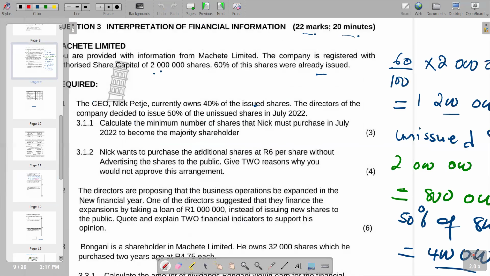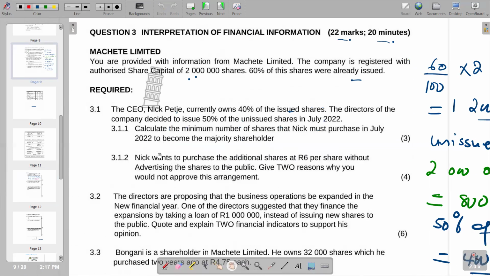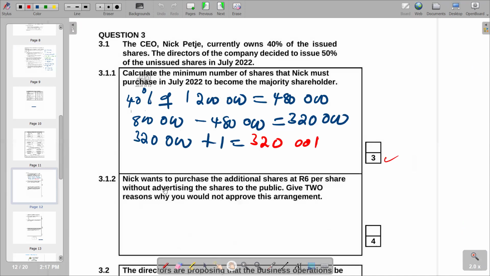So going to our next question, it reads: Nick wants to purchase the additional shares at 6 rand per share without advertising the shares to the public. Give 2 reasons why you would not approve this arrangement. Remember, shares have to be advertised. So this is an ethical behavior that needs to be undertaken by Nick, since the shares have to be advertised. So we are saying it is unethical as the shares would not be advertised. This is the explanation that we are going to give in our answer section.